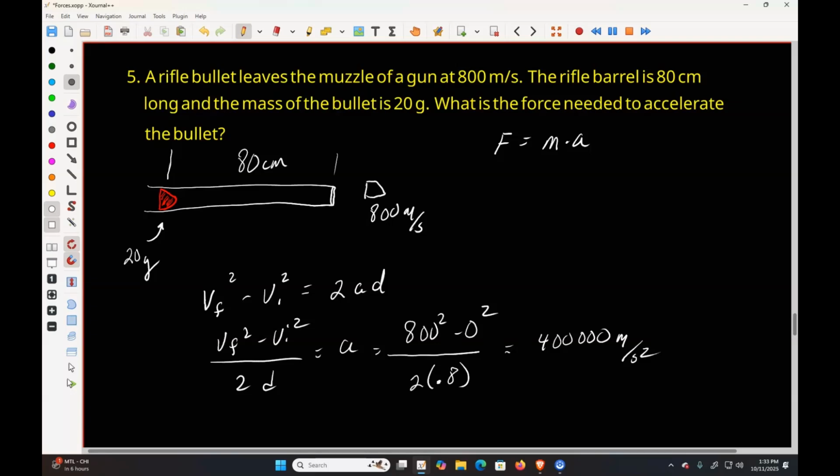All right, so if we have acceleration now, we can go up here and solve for force. So force is equal to the mass. This has to be in kilograms. So that would be 0.020 kilograms times 400,000. This gives us a force of 8,000 newtons.